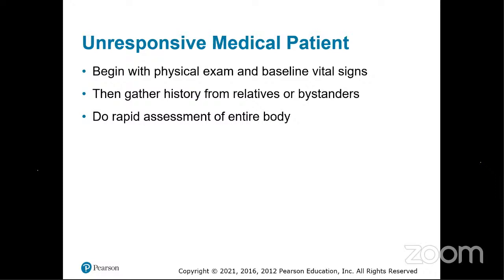Unresponsive. This is really the game of, what's that? Where you had to get the bone and stuff without touching it. Operation, yes, this is the ultimate game of operation when you have an unresponsive patient. Begin with the physical exam and baseline vitals, and then we're going to gather history from relatives and bystanders. The reason we got to get that physical head to toe is just so we can make sure we have all our ABCs covered before we move on to anything else. Gather history from relatives or bystanders, do a rapid assessment of the entire body.